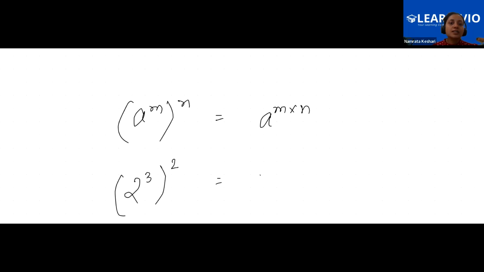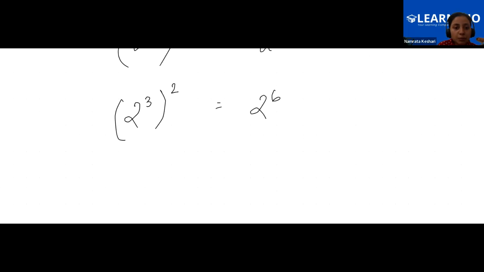Let me show you the concept also. 2 to the power 3 and then power 2 means 2 to the power 3 into 2 to the power 3. The outside power 2 means whatever is inside the bracket is multiplied 2 times. Is it clear till here?